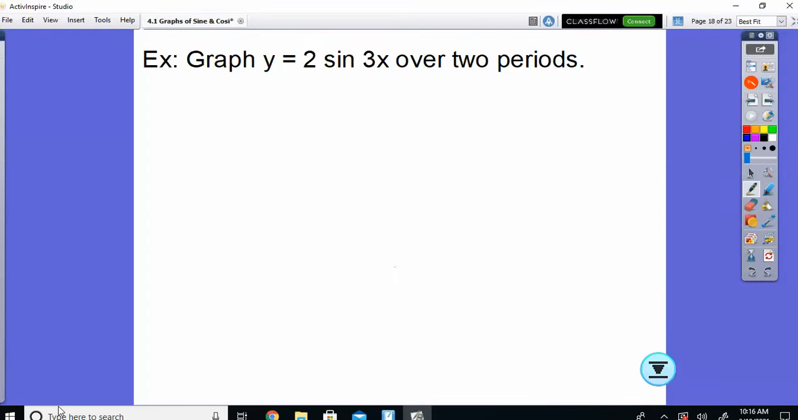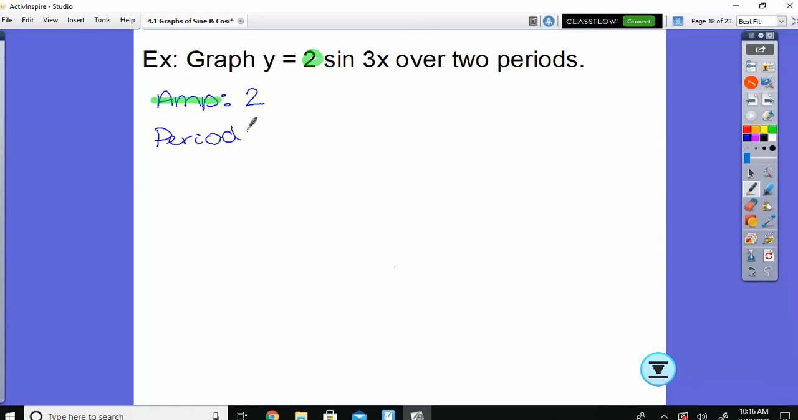So y equals 2 sine of 3x. Now you could get this full graph just by plotting points, making a t-chart, but it can become time consuming. I'm going to go through and answer these questions. The amplitude. Amplitude is just your coefficient. So my amplitude is 2.